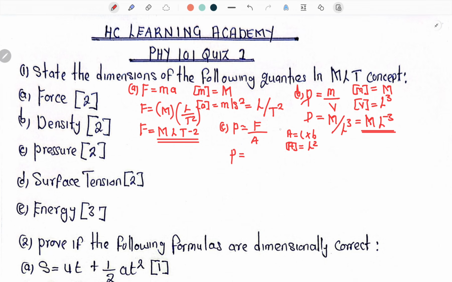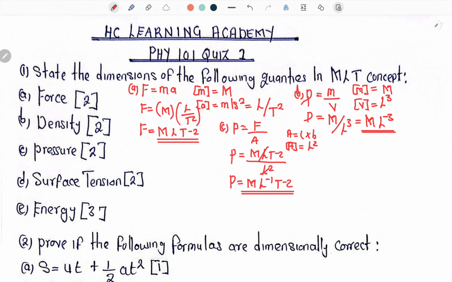So pressure is equal to, what are the dimensions of force? It is simply M, L, T to the power negative 2, all over by area, which is simply L to the power 2. So this and that will cancel. So your pressure is going to equal M, L to the power negative 1, T to the power negative 2. This becomes your dimensions of pressure in MLT concept.